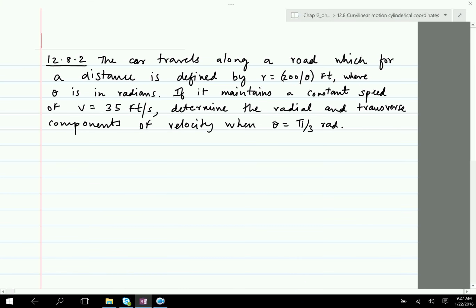Okay, next question. So the car travels along a road for a distance defined by r equals 200 divided by theta feet, where theta is in radians. If it maintains a constant speed of v equals 35 feet per second, determine the radial and transverse components of velocity when theta is pi divided by 3. Okay, the radial denotes u r. Okay, the transverse is u theta.